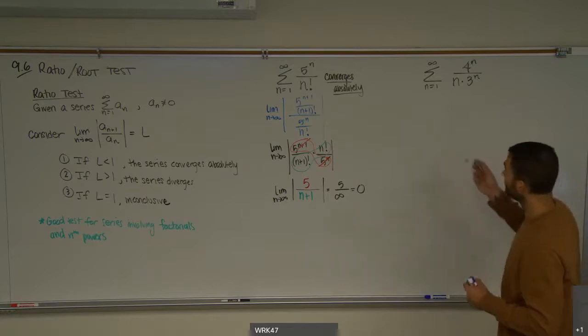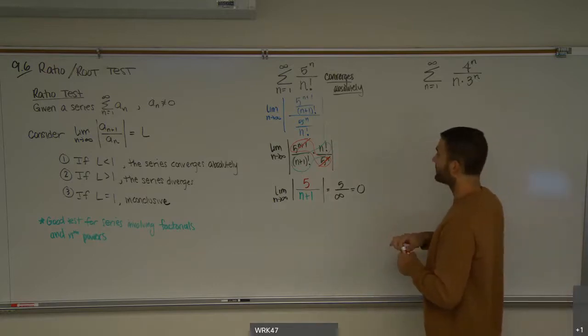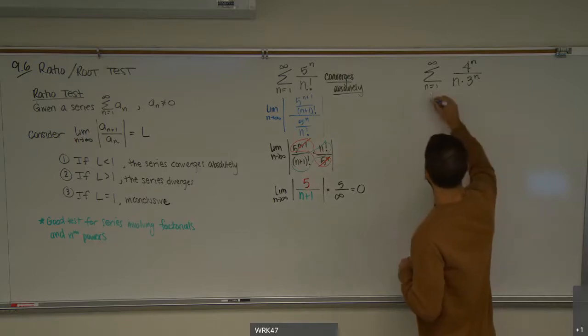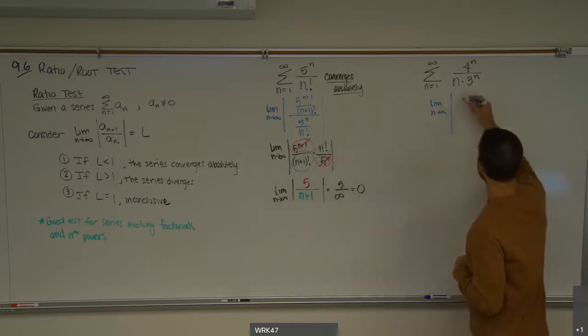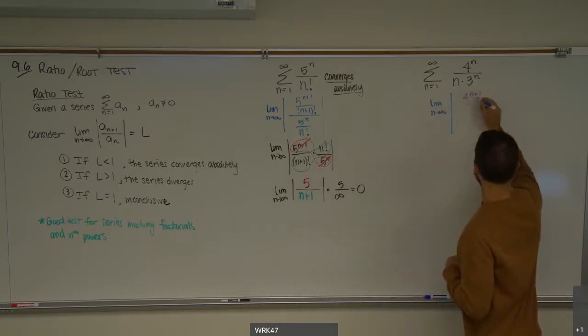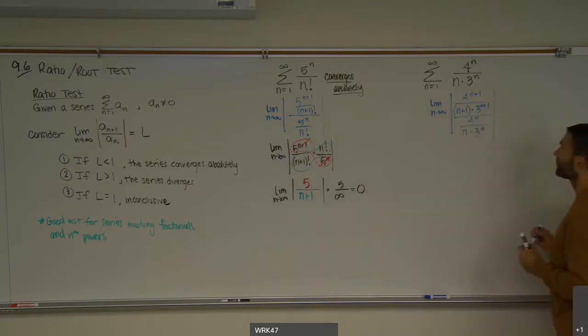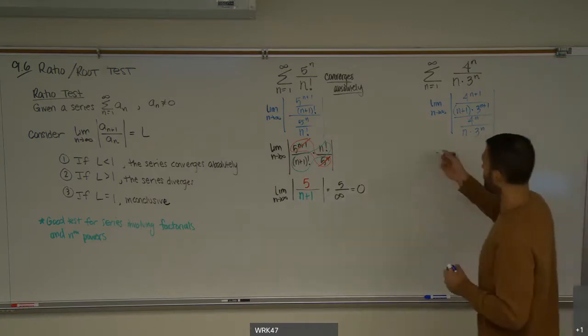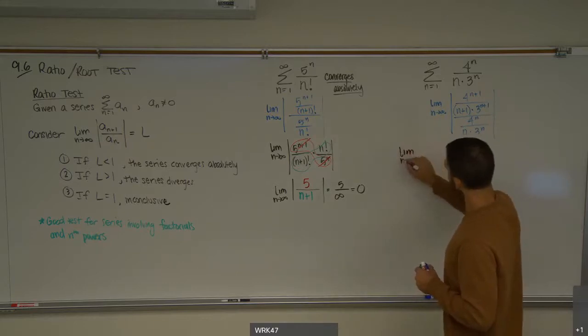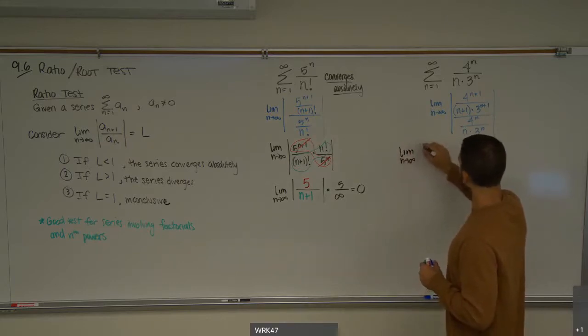Okay, so let's try again. Let's do this one as well. So the limit as n goes to infinity of the ratio of consecutive terms, so the n plus 1th term in the numerator. Just always be careful how you write it. Make sure you're actually replacing n with n plus 1 everywhere, not just adding 1. So it looks something like this. Of course, we'll multiply by the reciprocal. We have a fraction inside of a fraction.